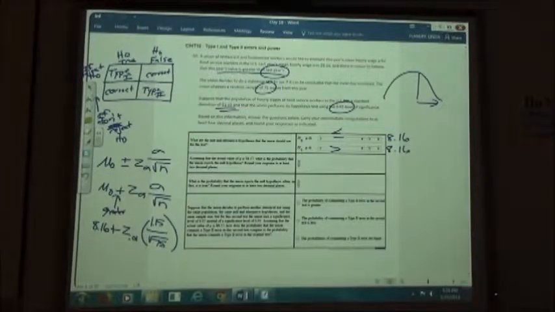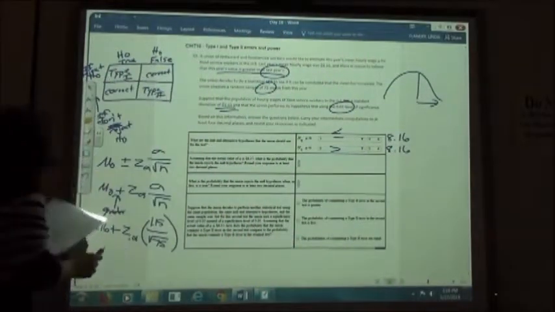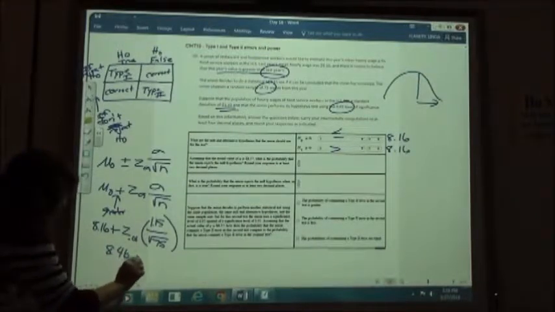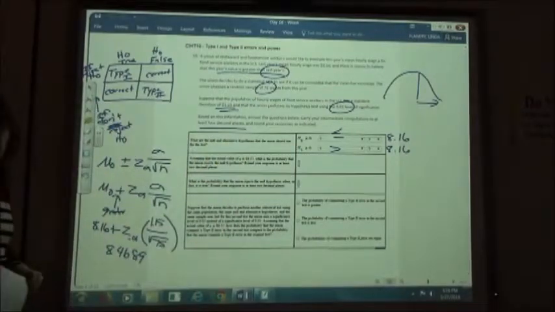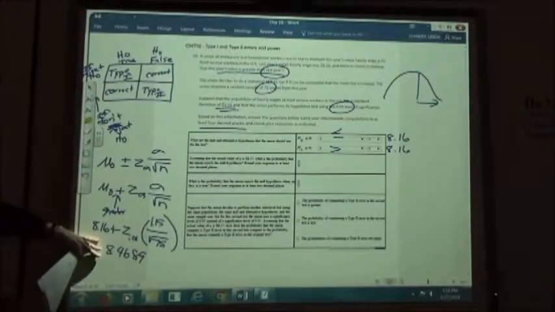All right, so we are not done. That's only part of our problem, but I'm going to write that number down. 8.4689, because it says to do at least 4 decimal places. So now this is what we did last week. We're going to combine it with what we did this week.